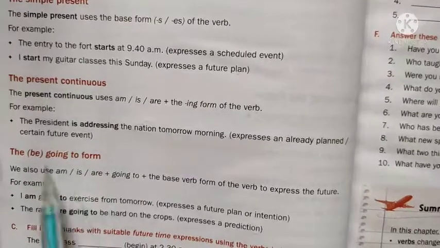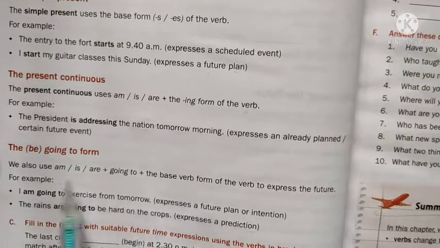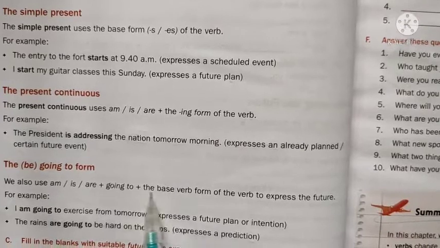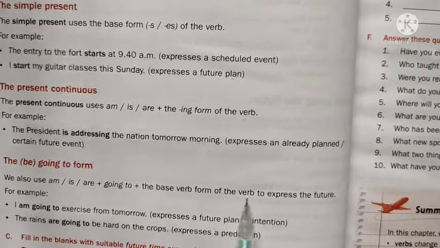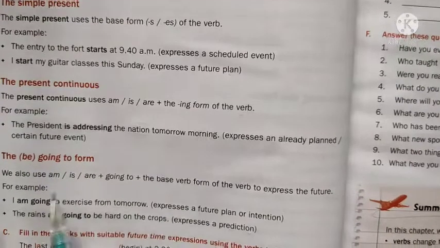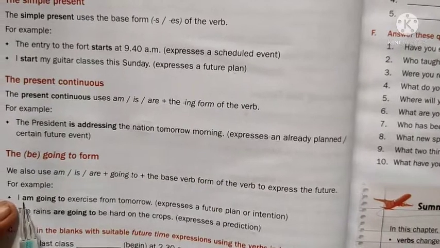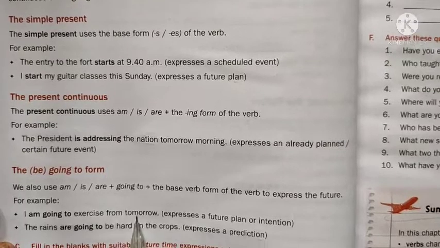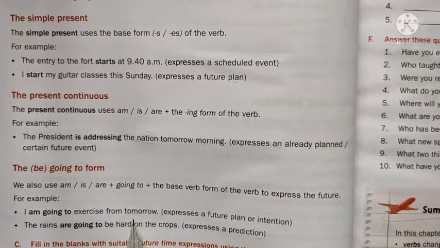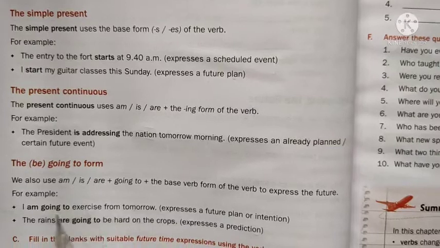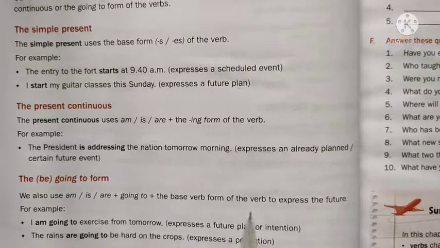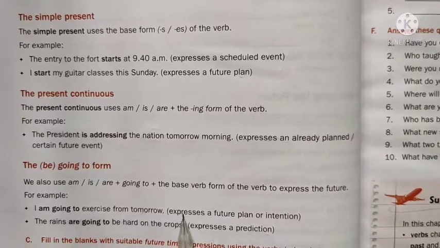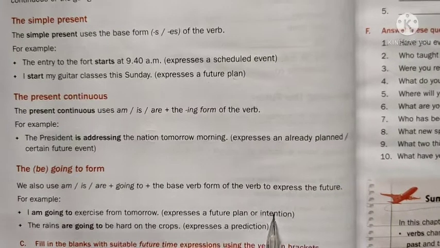So am, is, are, the be verbs, plus going to. We also use am, is, are plus going to plus the base form of the verb to express the future. So for example, I am going to exercise from tomorrow. So in some conditions we use the be verb and going to to express the future. I am going to exercise for that. So it expresses a future plan or intention.